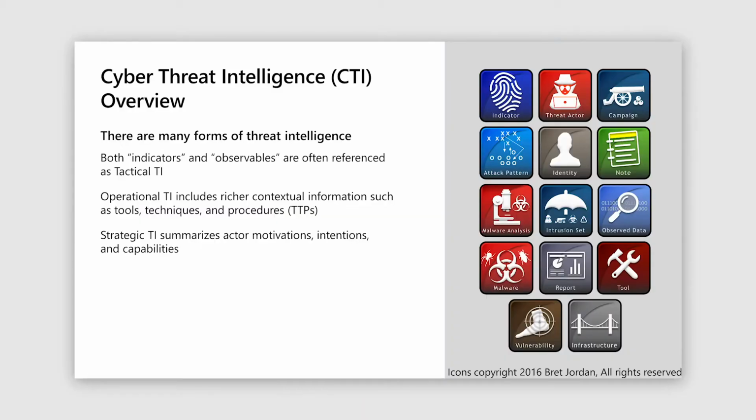So cyber threat intelligence, as I mentioned at the top, is a really big topic. There's lots of different kinds of threat intelligence. There's what is often referred to as tactical threat intelligence, which is really talking about these things called observables or indicators. This is extremely important data for a system like a SIEM, like Azure Sentinel, because these are discrete pieces of information like an IP address or a URL or a domain.